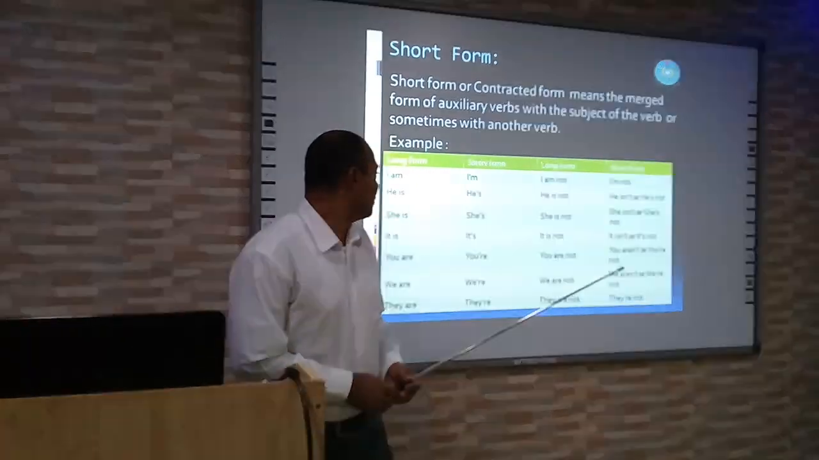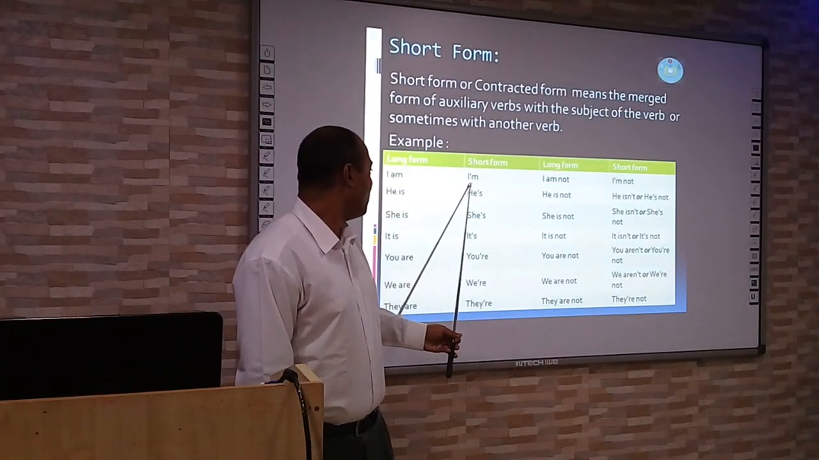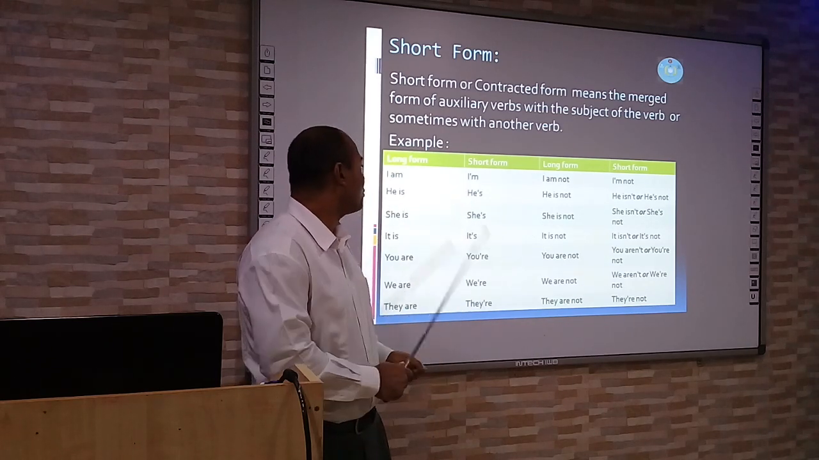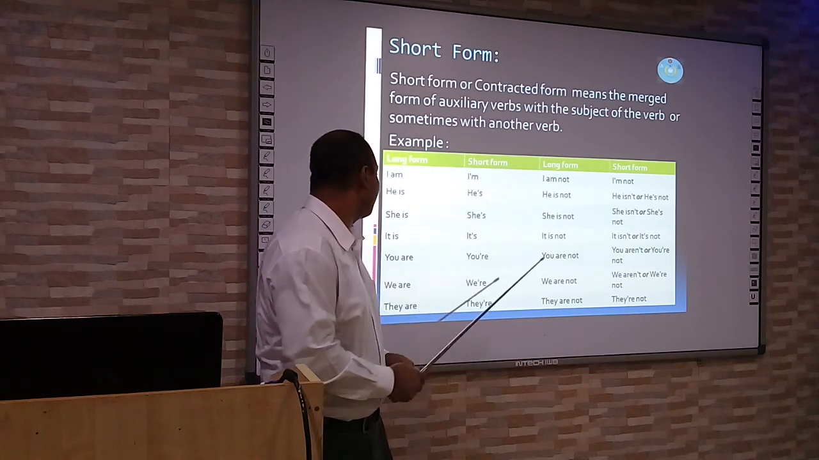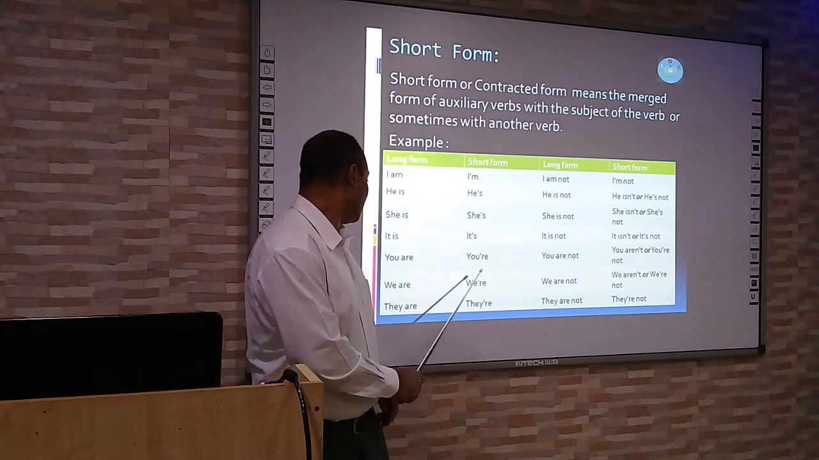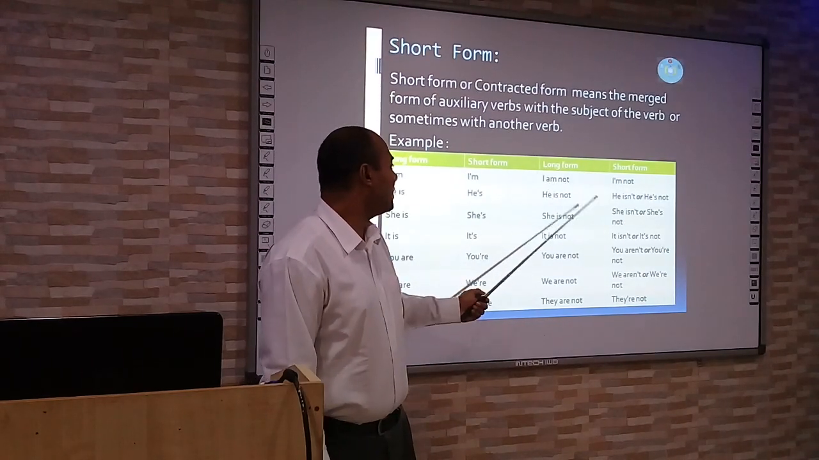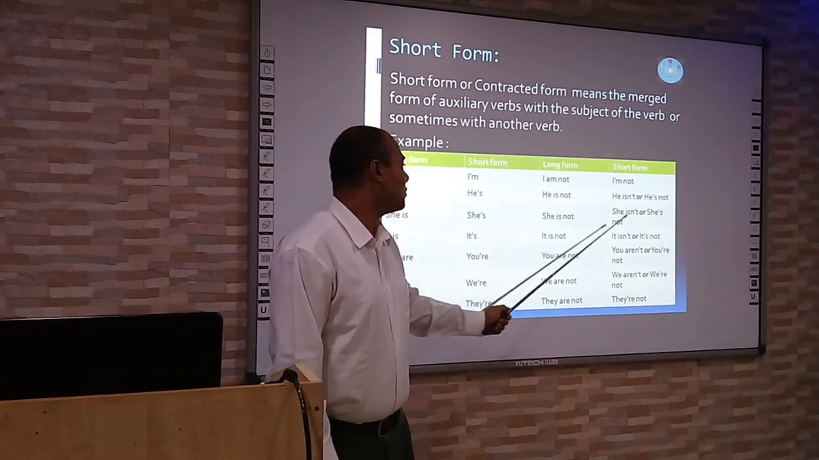So here you can see I am. This is the contraction, or short form, I'm. He is, he's. You see here the contraction is happening with the subject and the auxiliary verb. She is, she's. It is, it's. You are, you're. There is, there's. He is not. And similarly, the negative forms. I'm not, he is not, he isn't.